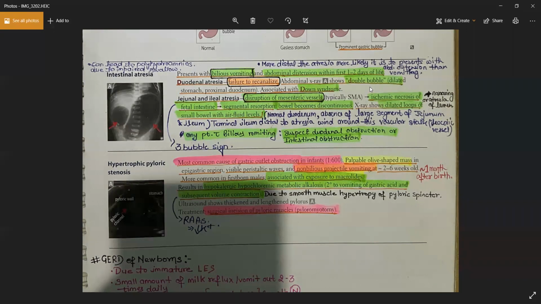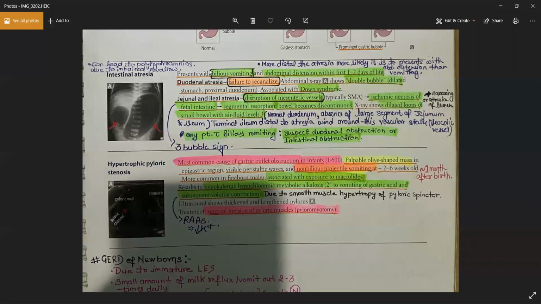You will have a double bubble sign. The first air is in the stomach and the second air is in the duodenum, the proximal part. A dilated stomach and proximal duodenum will be seen on the X-ray, and these conditions are associated with Down syndrome.